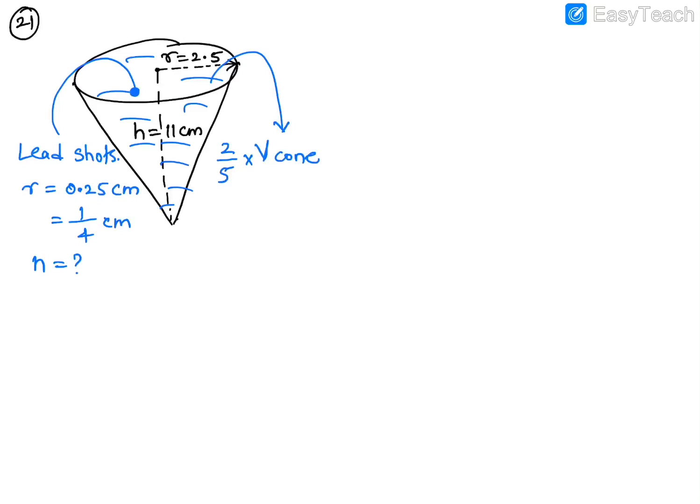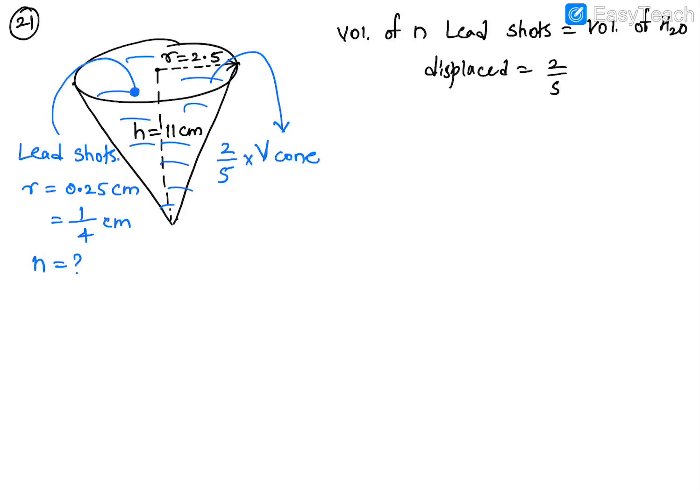So this is a little bit of physics also out here. You need to know that the volume of n number of lead shots is equal to the volume of water which is displaced. And how much volume of water is displaced? So that is 2/5 of the volume of the cone.